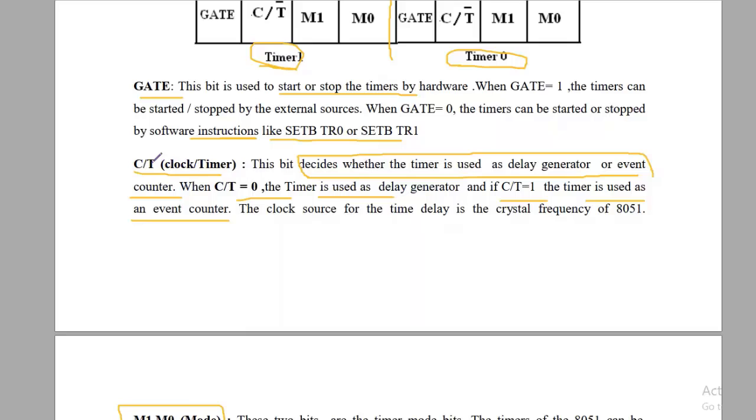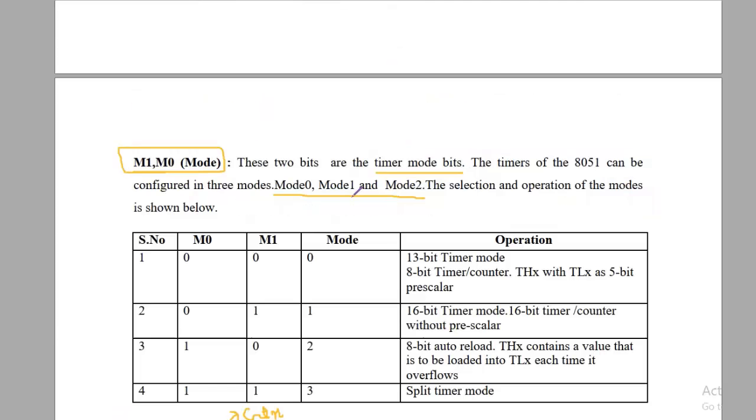Okay, next thing is the clock timer. It basically decides whether the timer is used as a delay generator or the event counter. Whenever the clock timer is equal to 0, it will be used as a delay generator, and whenever it is equal to 1, in that case it will be used as an event counter.